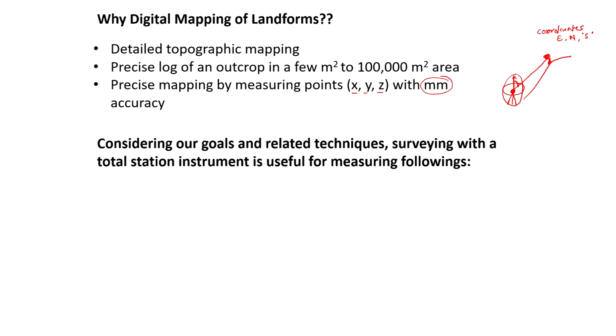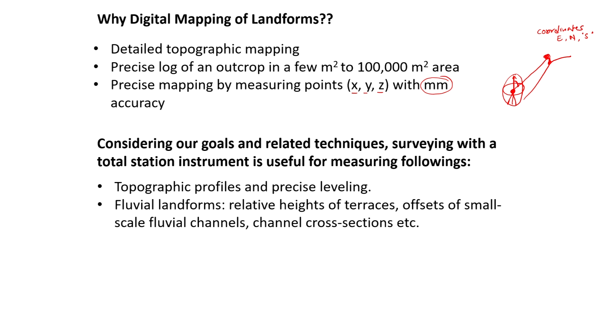Considering our goals and related techniques, surveying with the total station instrument is useful for measuring the following: topographic profiles and precise leveling. Fluvial landforms you can map, where you will get the relative height of the terraces, offsets of small scale fluvial channels, and channel cross-sectional areas if you have done a detailed survey of a region. The point here is that you will get the relative height.